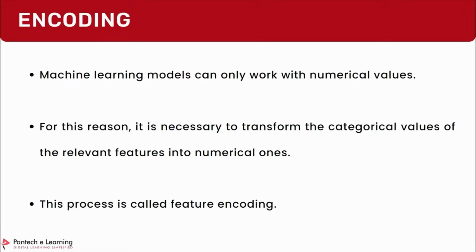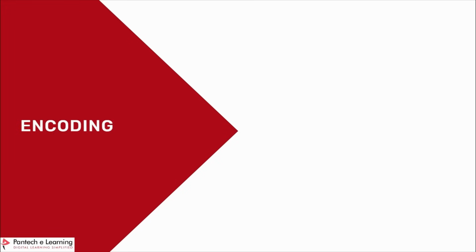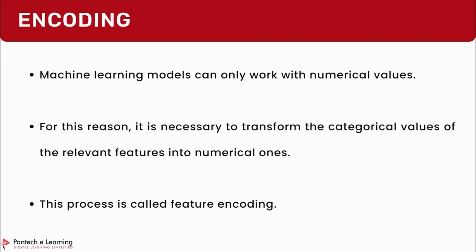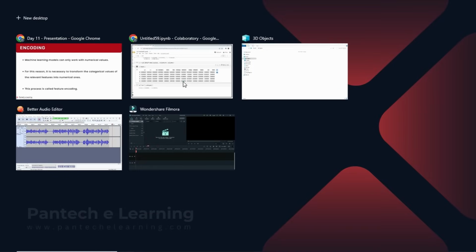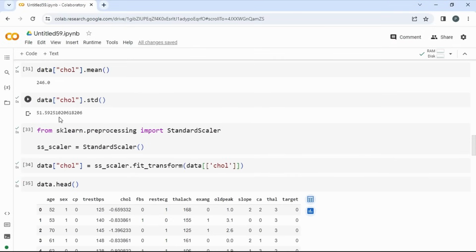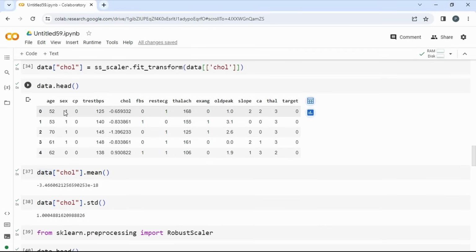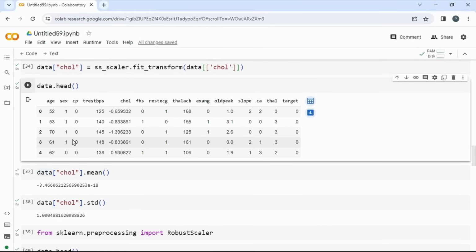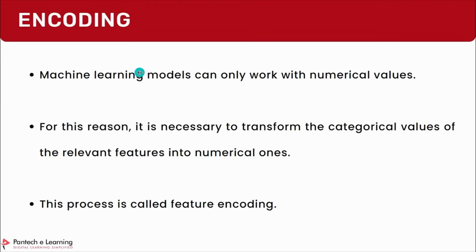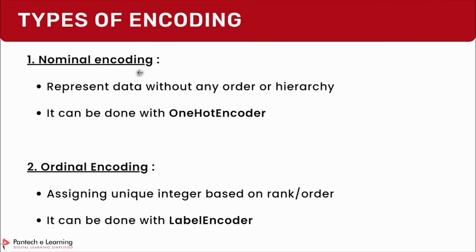So moving on to the next one, which is encoding. Talking about encoding, as we discussed earlier, machine learning models can only work with numerical values. For this reason, it is necessary to transform the categorical values into relevant numerical ones, and this process is called feature encoding. And here, in the gender, instead of male and female, they have represented it as 0 and 1, right? So like that, encoding will be happening. I'll tell you, there are types also.